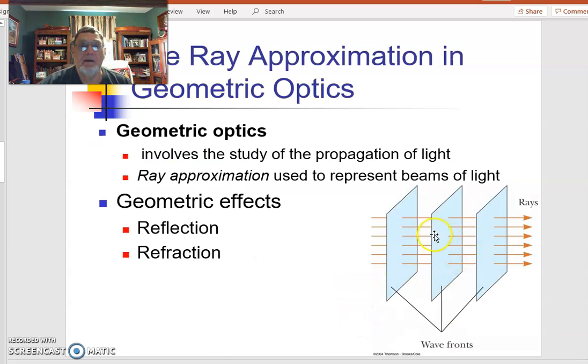Remember, we said that light is a wave, but you can trace it like it's a ray. We think of a laser beam. The ray gives the direction of travel. The wave fronts are perpendicular to it. The two geometric effects we want to look at are reflection and refraction.